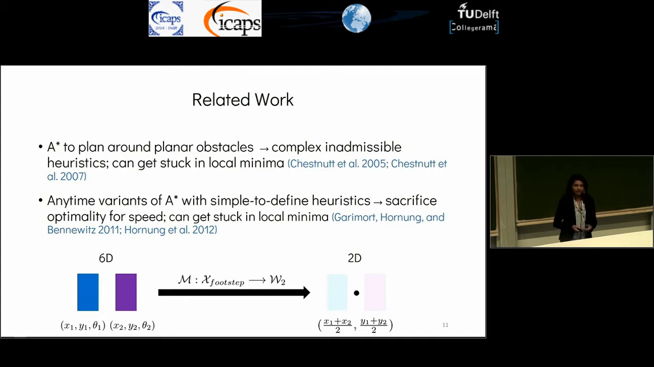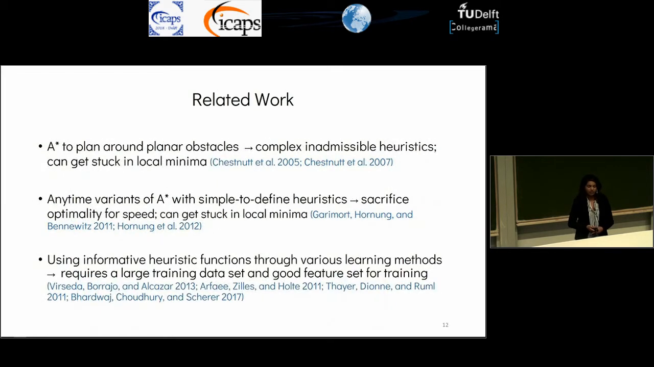But the problem of using anytime variants is that it sacrifices optimality for speed, and it doesn't solve the problem of getting stuck in local minimum. So an alternative approach is to use learning methods to learn informative heuristics. But the problem with this approach is that it requires a very large training data set and a good feature set. So let's look at this example.